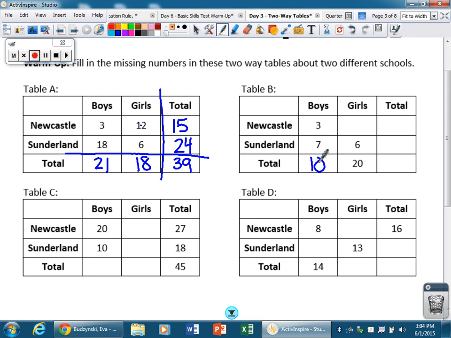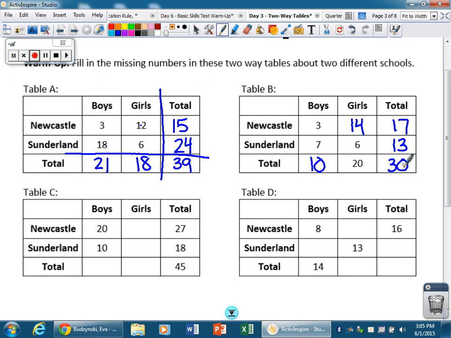And now here's where I need to think. Something plus 6 equals 20. So I would do 20 minus 6, and I would get 14. Now it kind of looks like something that we just did in A, where I add my rows. So I would get 17 here, 13 here, and then my grand total would be 30. All right, table C now.